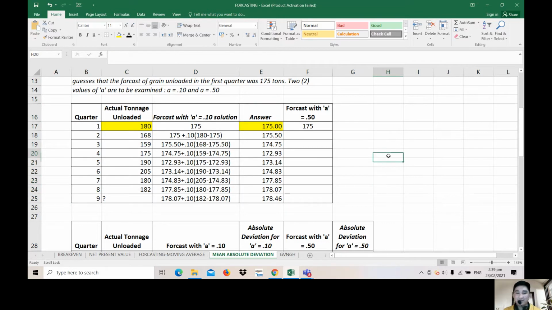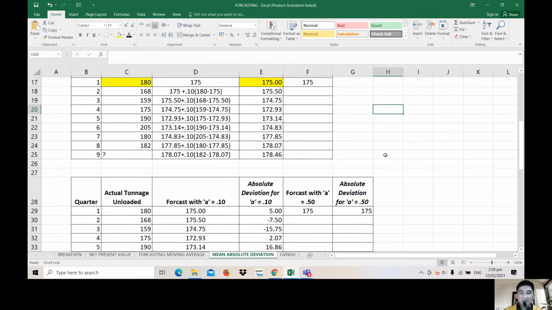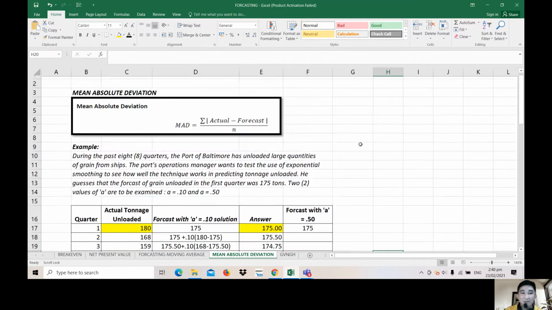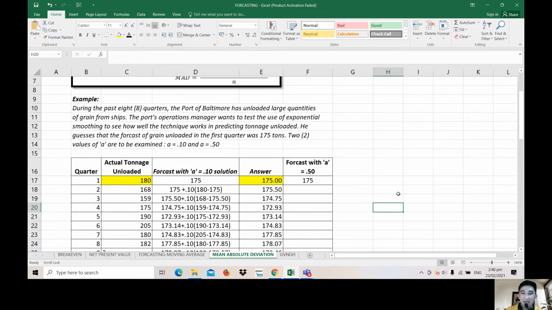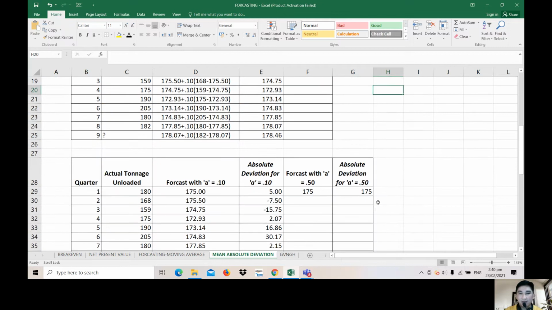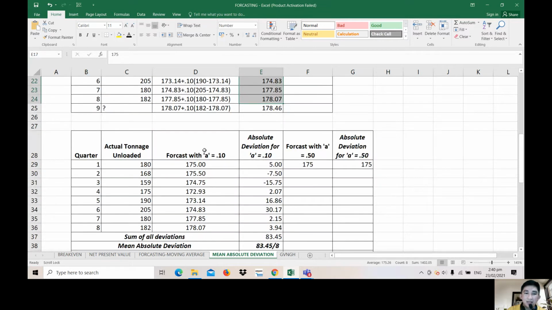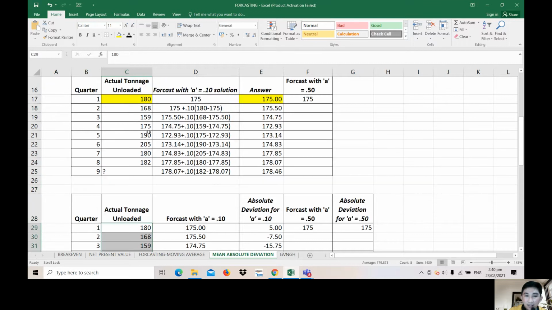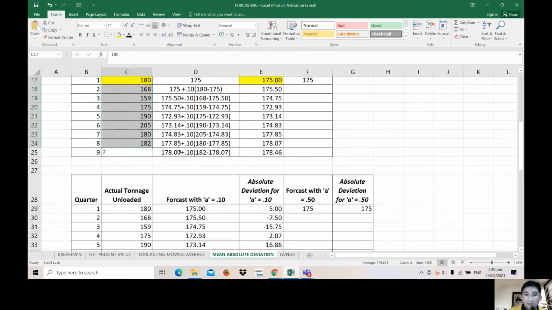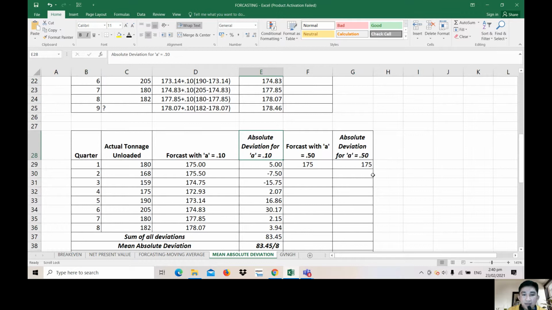So hindi pa dyan nagtatapos. Okay? Gagawin pa natin or isa-solve pa natin yung mean absolute deviation. Hindi pa yan. That's the first step. Okay? So ito, kokopyahin natin to. Ito yung mga forecast, right? So, na ang gamit natin is 0.10 as exponential smoothing value. Ito yung mga actual tonnage na na-unload. Ito, huwag kayong mag-alala. Ayan. And then, the absolute deviation for the exponential smoothing value.